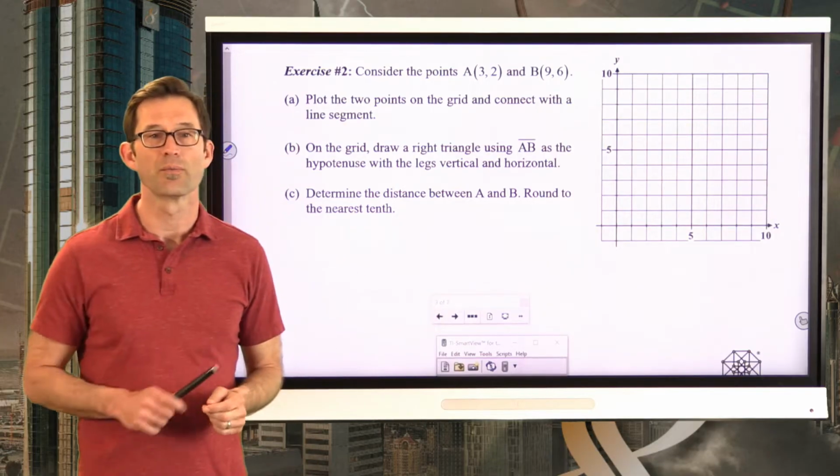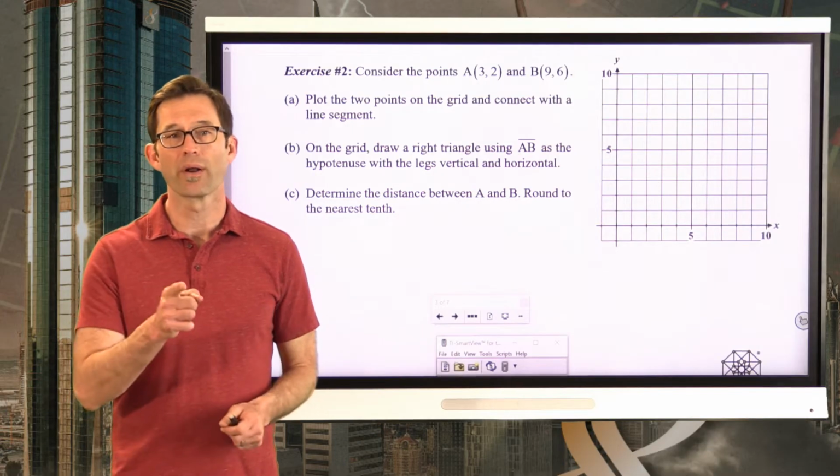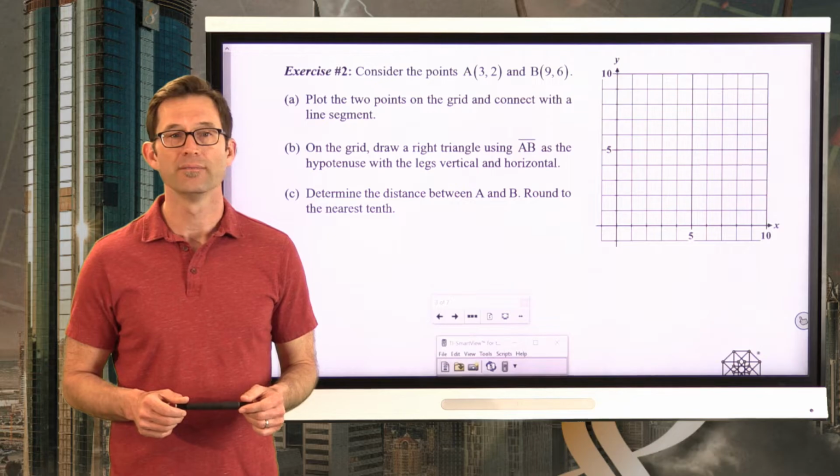Exercise number 2. Consider the points A, 3, 2, and B, 9, 6. Plot the 2 points on the grid and connect with a line segment. That's no problem. Why don't you pause the video and go ahead and do that.